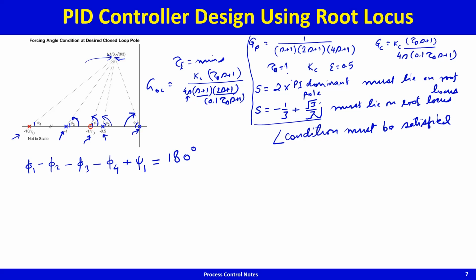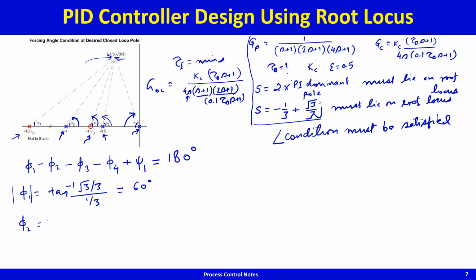Now what is phi 1? The magnitude of phi 1 is tan inverse of the imaginary part, square root 3 by 3, divided by this distance, 1 by 3, which is tan inverse square root 3, which is 60 degrees.